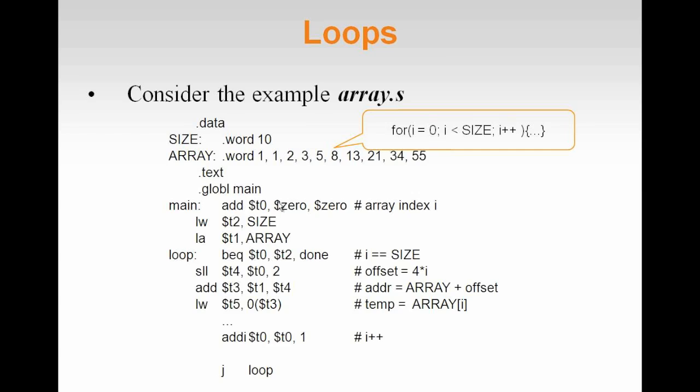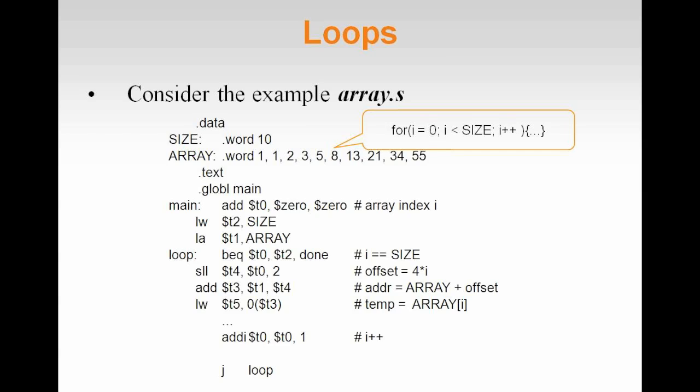So what we do is that we keep the index i in the register T0 and we initialize that to 0. We will increment it at the end of each iteration. Next, we load the size of the array to keep checking if we have reached the end of the array after each iteration. We would also need the base address of the array.